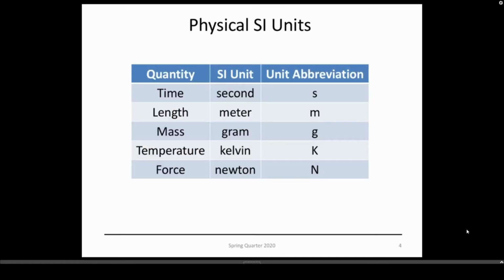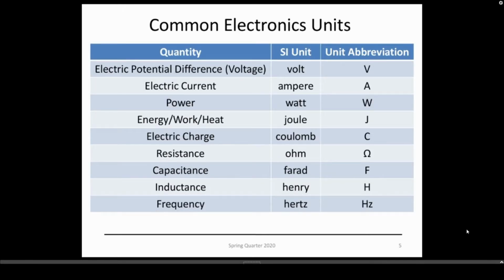You're probably familiar with units such as seconds for time, meters for length, grams for mass, Kelvin or Celsius or Fahrenheit for temperature, Newton for force. But normally for electrical and computer engineering concepts, we're focusing on different units such as volts for your voltage, amps for your electrical current, watts for your power, joules for your energy, ohms for resistance, hertz for frequency.